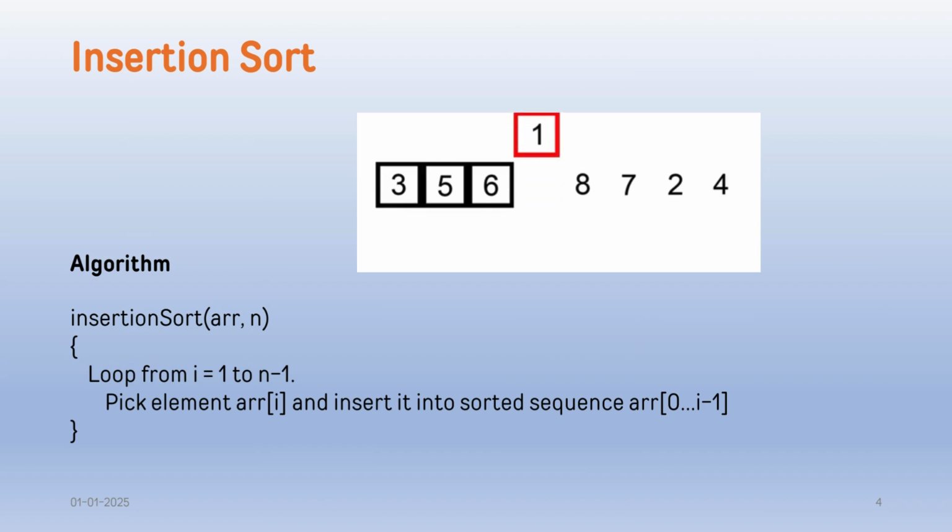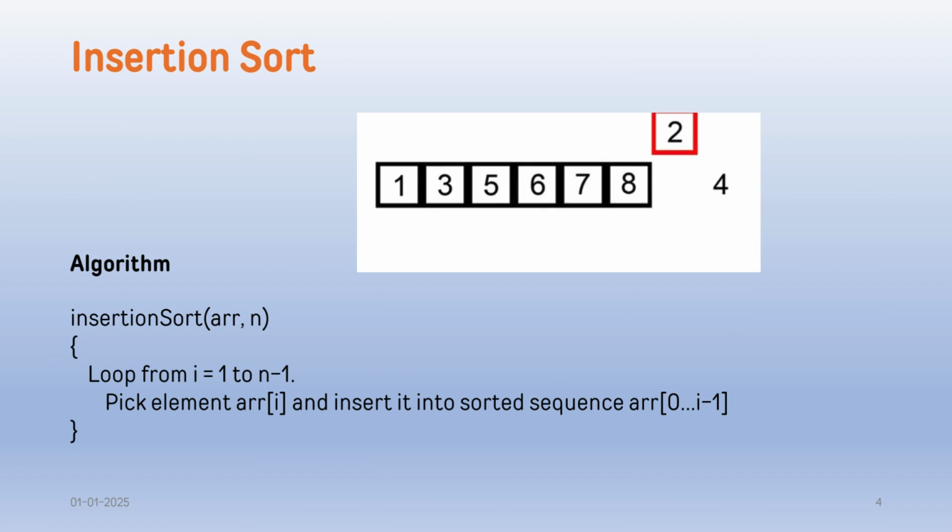If A2 is more than A0, then we know the correct location for A2 after sorting is index 1. So we store A2 in a temporary variable, shift A1 right, that is, assign the value of A1 to A2, and finally put the value stored in the temporary variable in A1.